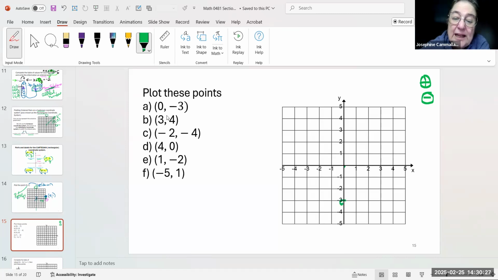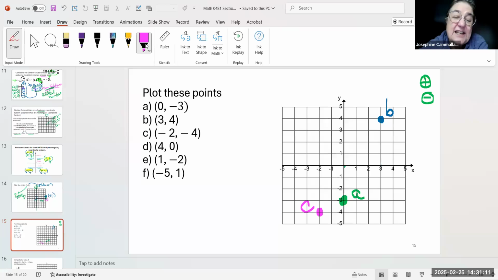My second number is a -3, so I'm going down, and you're going to notice I'm going to put a little A there. Now, my next one is 3, so from the center, I go 3 right, 4 up. This is where B appears. C. Now, from the center, I go 2 left and 4 down because it's negative.